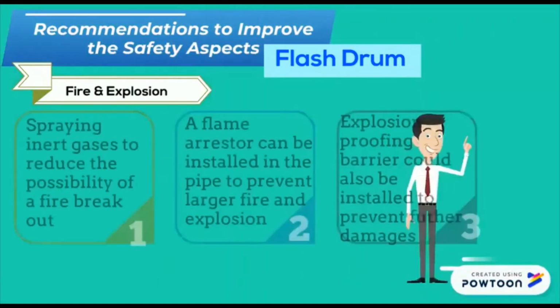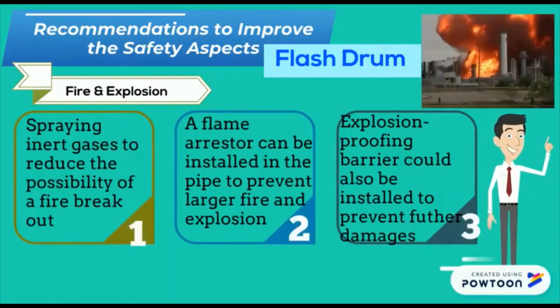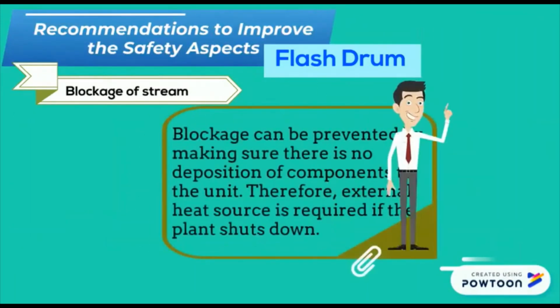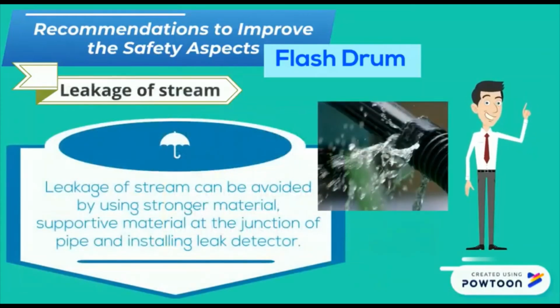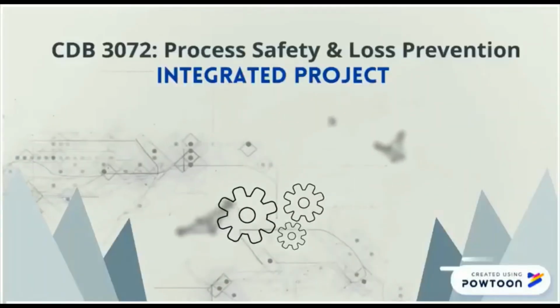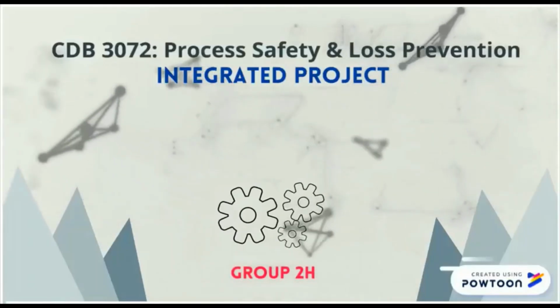For fire and explosion, spraying inert gases to reduce the possibility of a fire breakout. Next, a flame arrestor can be installed in the pipe to prevent larger fire and explosion. Next, an explosion-proofing barrier could also be installed to prevent further damage. For blockage of stream, blockage can be prevented by making sure there is no deposition of components in the unit. Therefore, an external heat source is required if the plant shuts down. Leakage of stream can be avoided by using stronger materials, supportive material at the junction of pipes, and installing a leak detector.